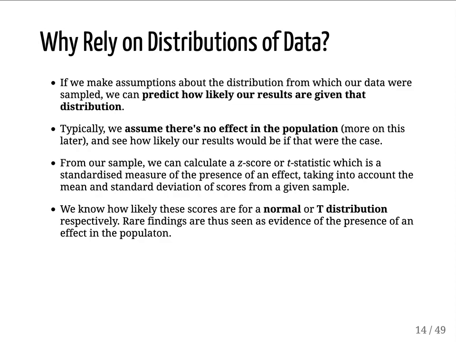Now what we generally do is we get our sample, we'll calculate some sort of statistic. These can be called a z-score or a t-statistic. But all you need to know about these stats is that they're a standardized measure of the presence of an effect. So effectively all it is saying is, how big is this effect? Is it big or is it small? While taking into account how big the sample is that you have and the variation in the scores that you might have in the sample. Now we can figure out how likely these scores are on that normal distribution or on that t-distribution respectively. And we see that, well, if these scores are very unlikely from these distributions, we'll take this as evidence for the presence of an effect in the population.